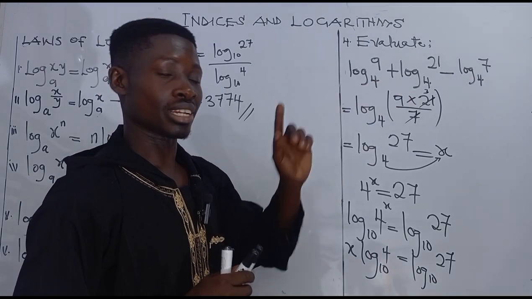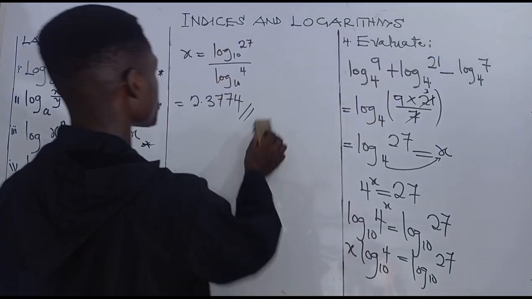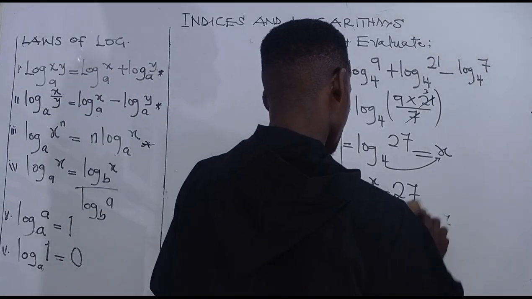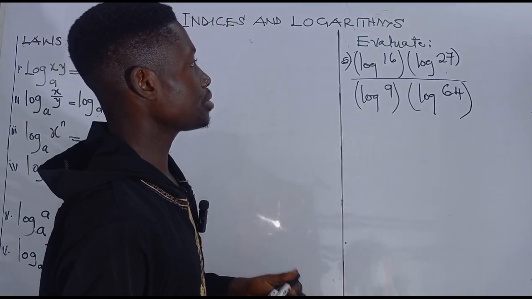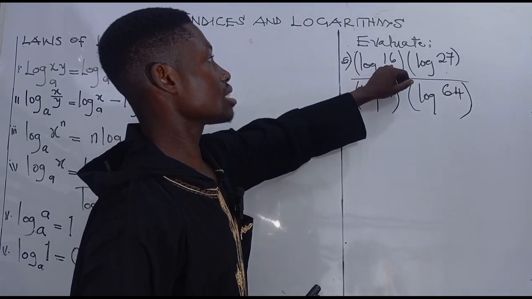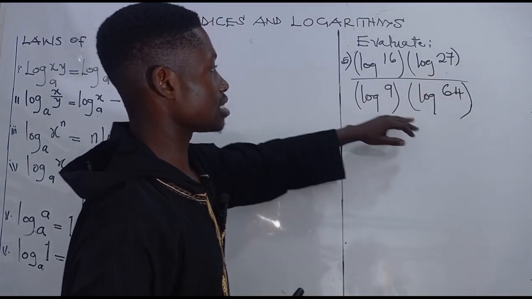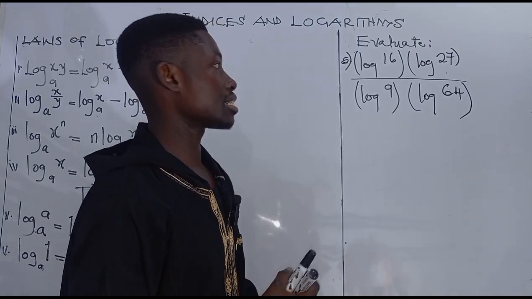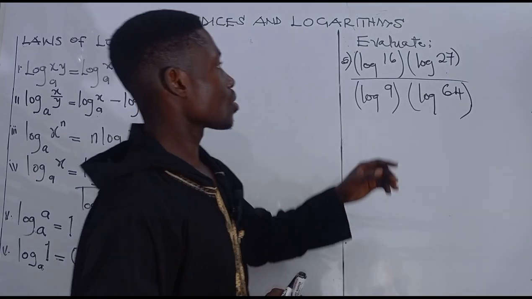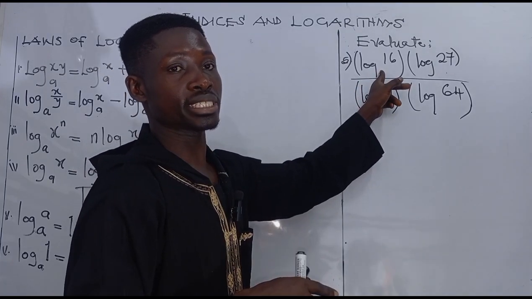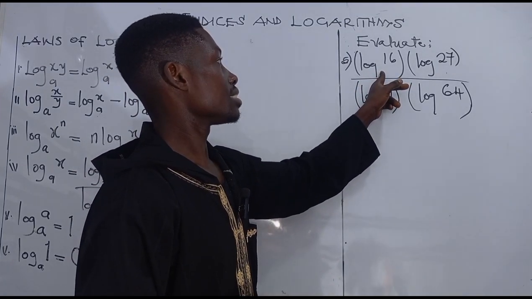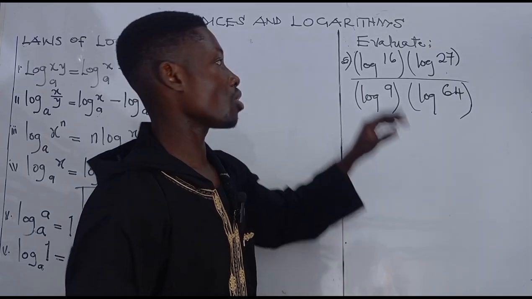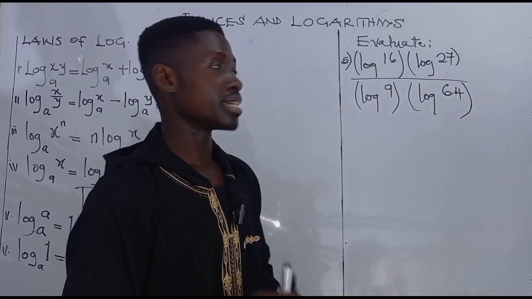Let's look at our last example. We want to evaluate log of 16 multiplying log of 27 divided by log of 9 multiplying log of 64. As I said in our previous lesson, when the base of the logarithm is not written, we assume that the logarithm is in base 10. So all these logs are in base 10.